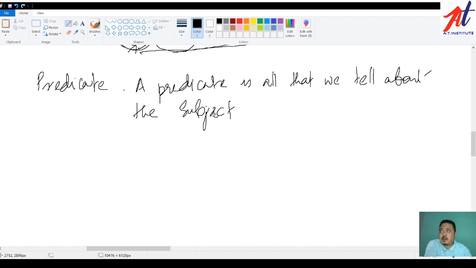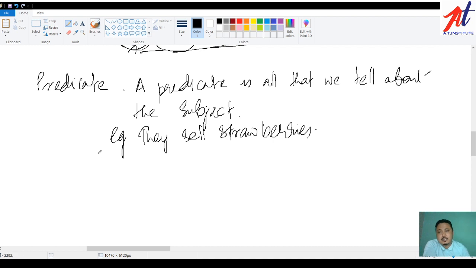So besides the subject in a sentence, all the remaining words are called the predicate. Let me write an example so that it will be clearer. If I say, "They sell strawberries," you can see in this example that "they" is the subject. Who sells? They. It is equivalent to a noun, basically a pronoun, so it's our subject. "Sell strawberries" is the predicate.